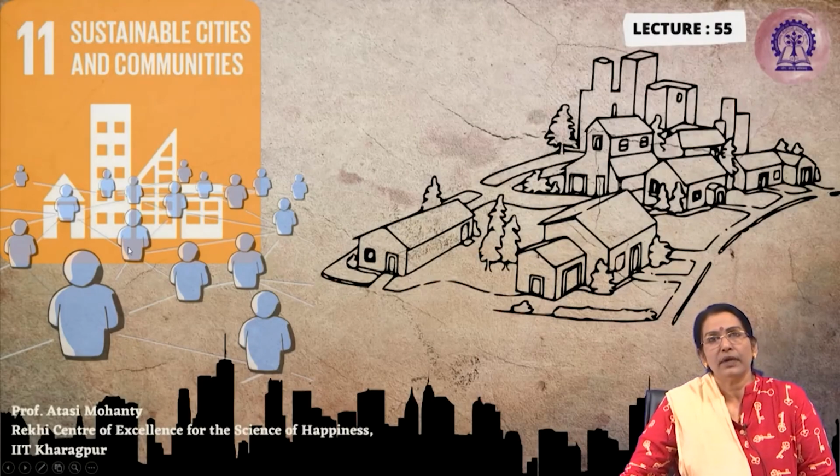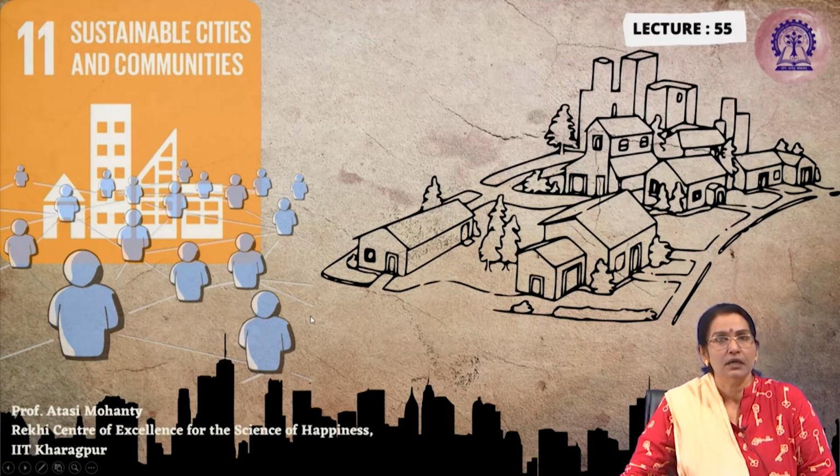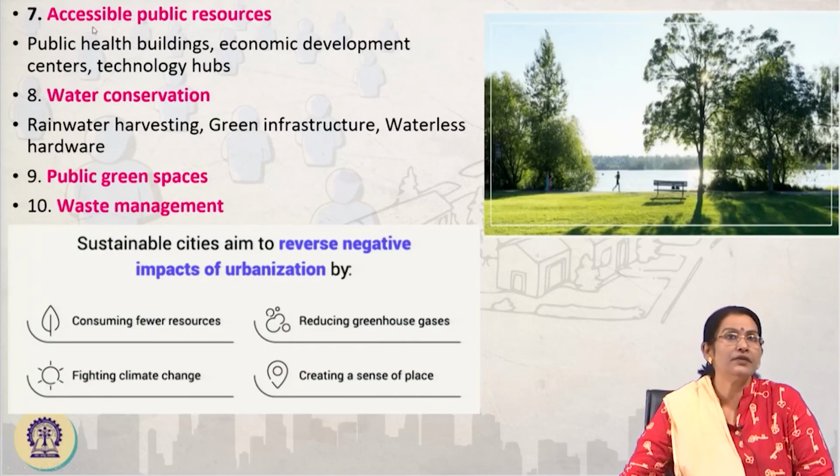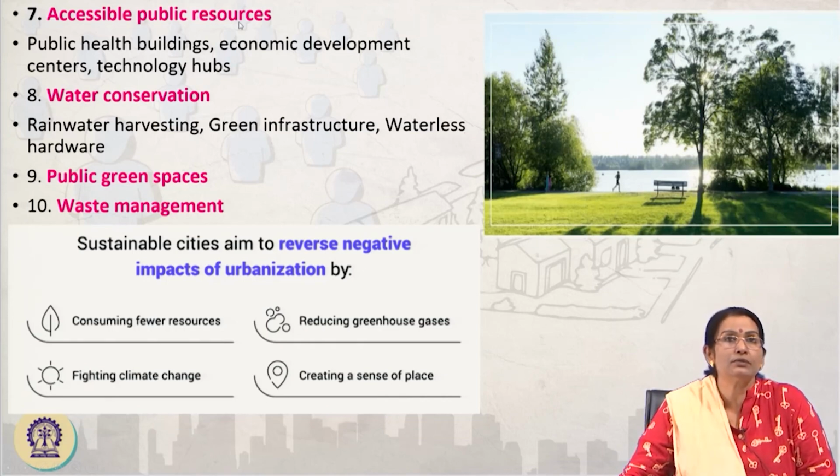Hello viewers, welcome back to this NPTEL ESD course on sustainable cities and communities. In the last class, we were discussing the characteristics of sustainable cities and communities. To continue with that, we have already discussed some of the characteristic features. Now the seventh aspect of sustainable cities is accessible public resources.